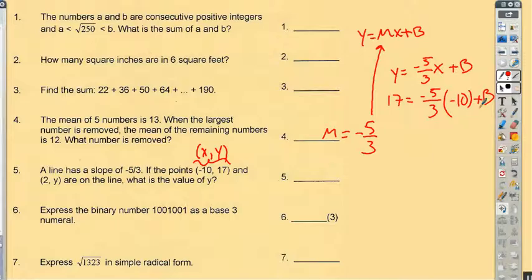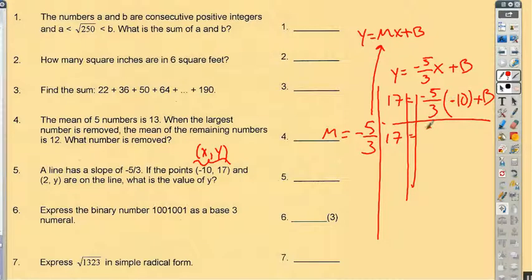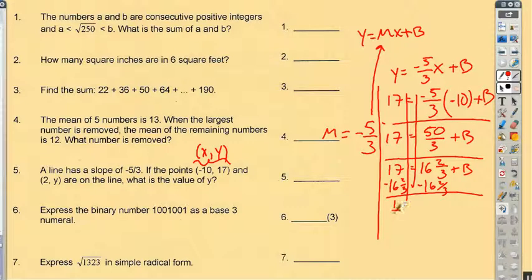All right, great. I love fractions. I'm just going to multiply it out. So we have 17 is equal to positive, because a negative times a negative is a positive, 50 over 3 plus b. 50 over 3 goes in 16 times with 2 remaining. So really, that's 17 is equal to 16 and 2/3. I did that so quickly because I know 3 times 17 is 51. If I subtract 16 and 2/3 from both sides, I will get 1/3 is equal to b.